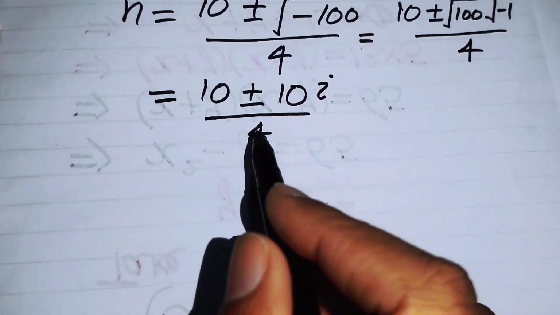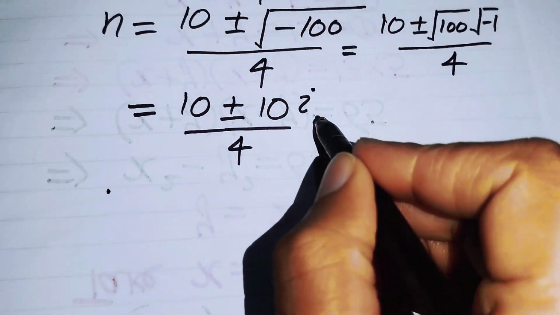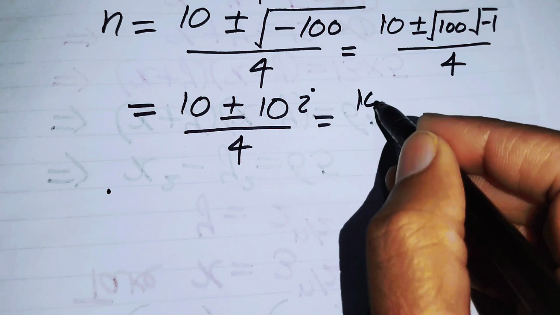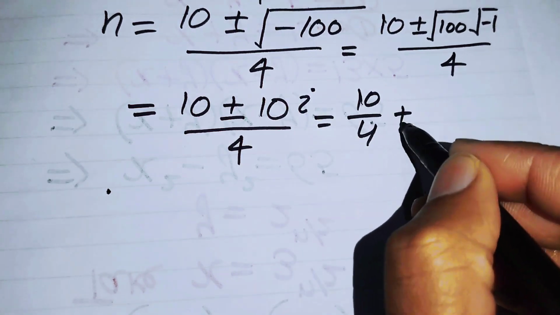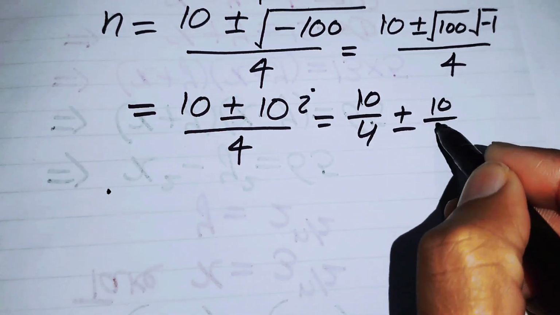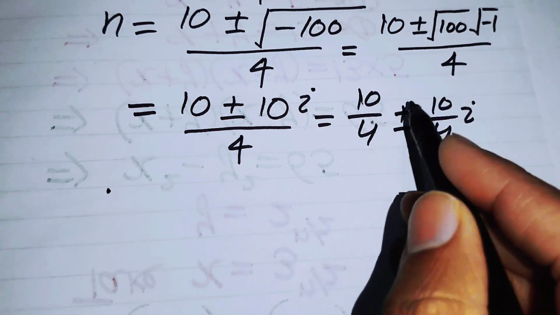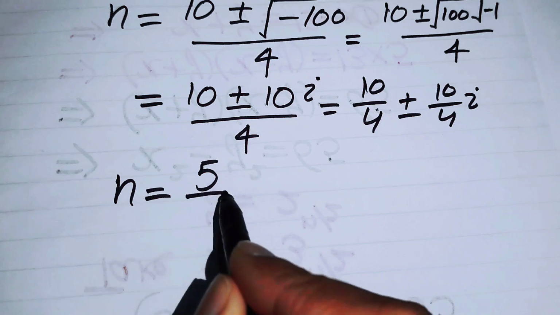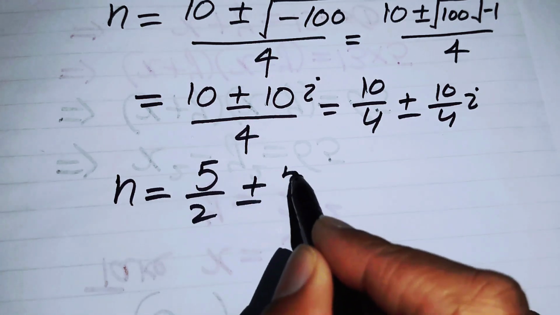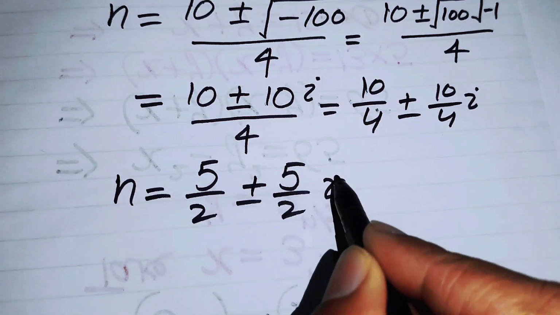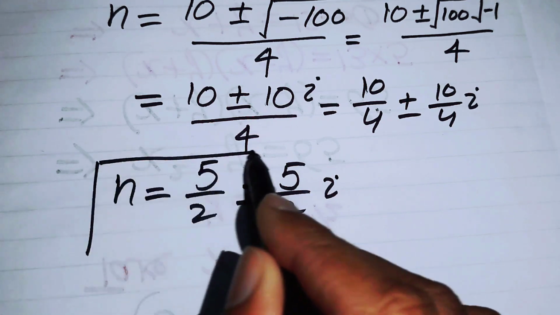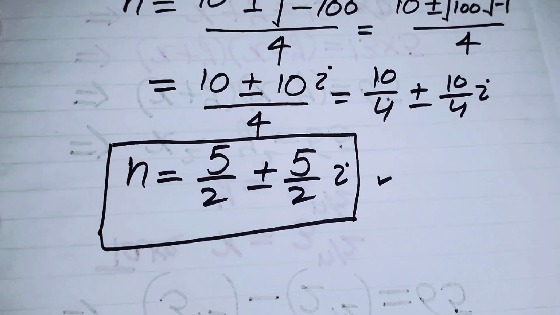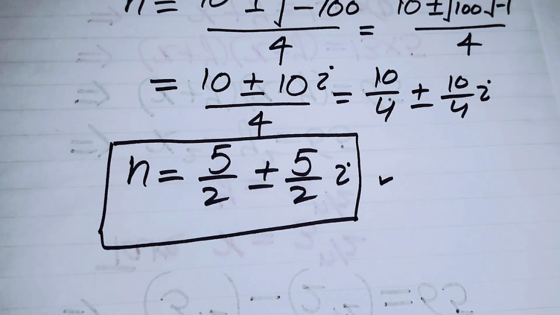If I break its numerator, then you get here 10 over 4 plus minus 10 over 4 iota. So after cancellation you will get n equals 5 over 2 plus minus 5 over 2 iota. These are the other two roots of the given equation, and this is our final answer.